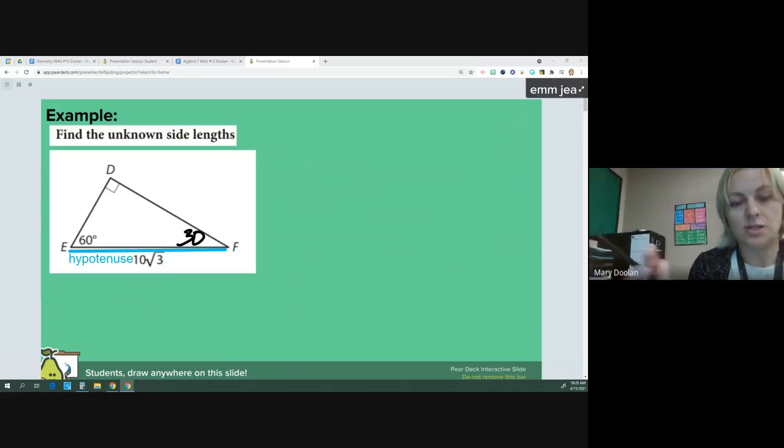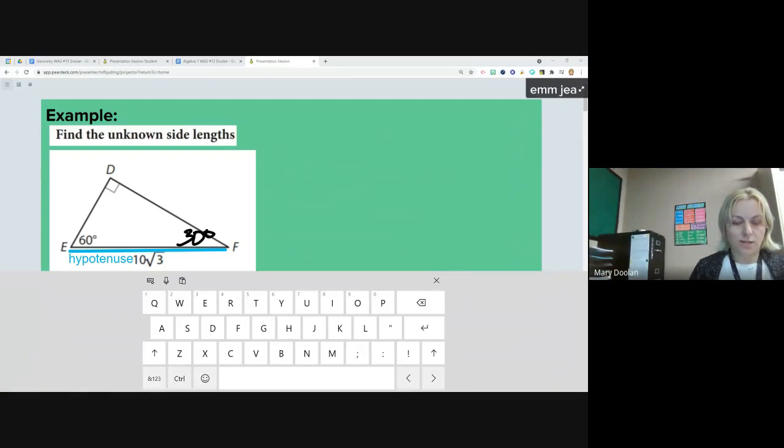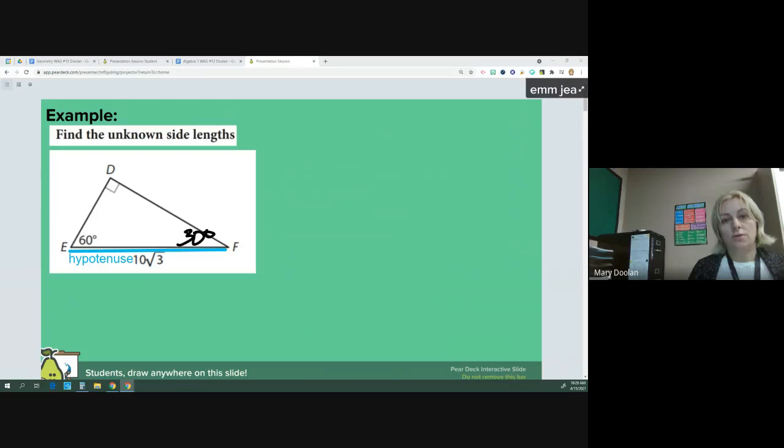So that's 30 degrees. So we can write some facts down here. We know the three angles of any triangle will always add to 180 degrees.